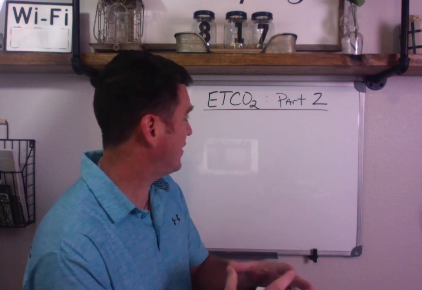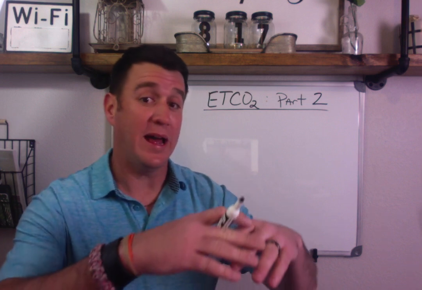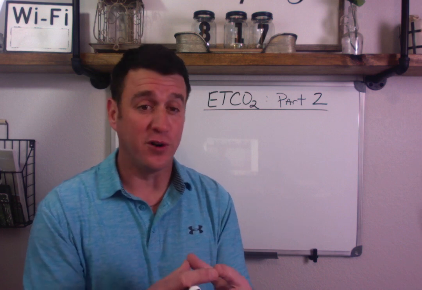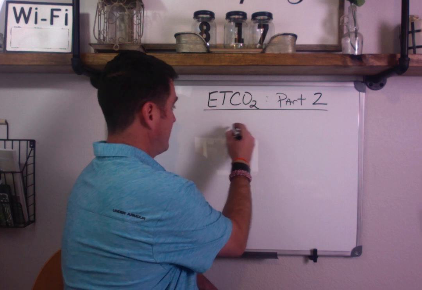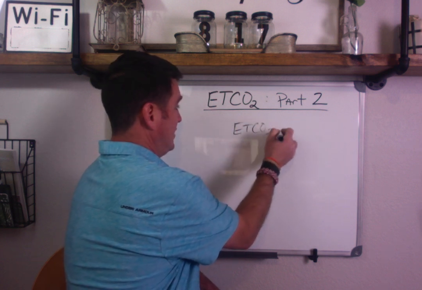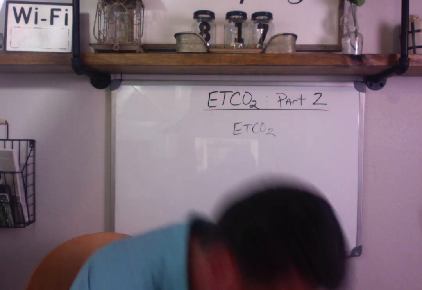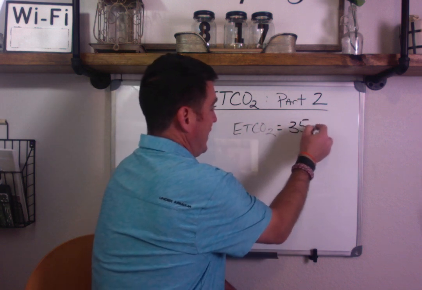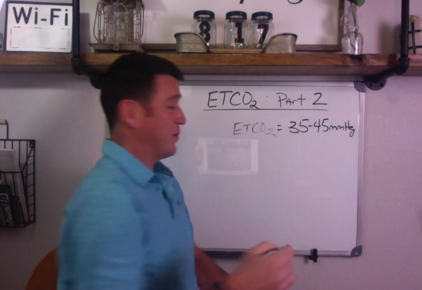When you're talking about Tidal CO2 and you have it on your patient and you want to know how do I use it, you need to understand, first of all, your normal values. So when we talk about Tidal CO2, these are normal values. Then we know that we're looking at 35 to 45 millimeters of mercury.